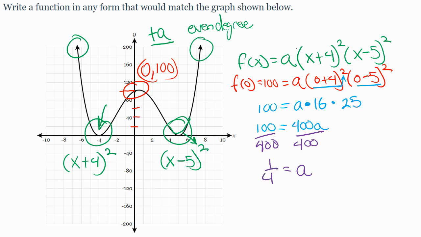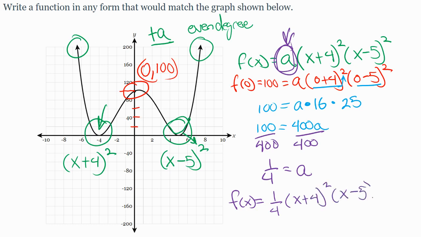Once I figure out what my a is, I just have to replace it right there. So f of x is 1/4 times x plus 4 squared times x minus 5 squared.